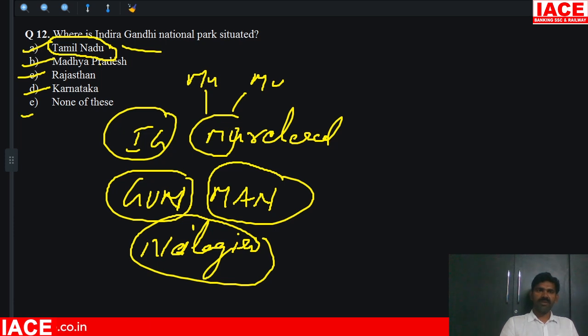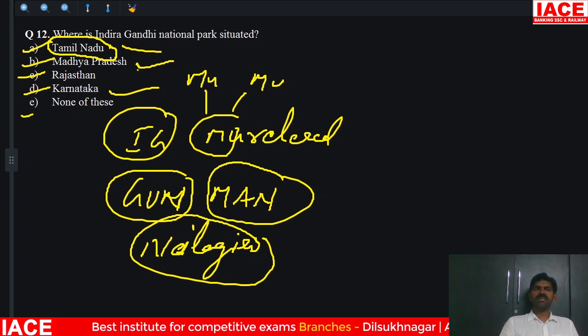Very important. Rajiv Gandhi is present in Karnataka, and Sanjay Gandhi is present in Madhya Pradesh. All from the same family. Indira Gandhi in Tamil Nadu, Rajiv Gandhi in Karnataka, and Sanjay Gandhi in Madhya Pradesh.